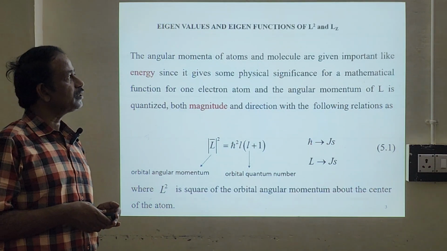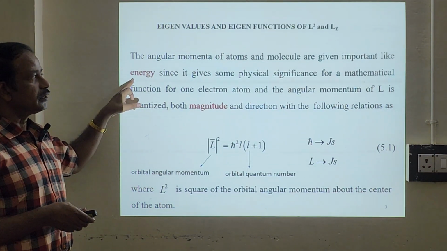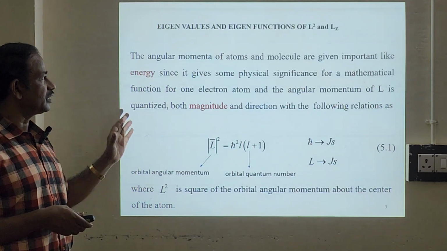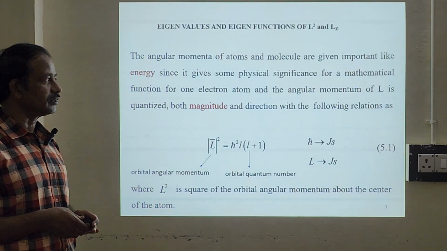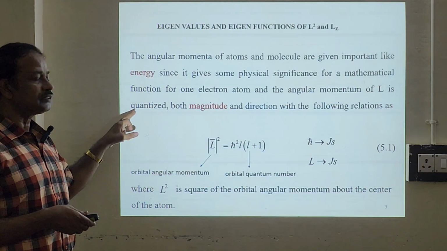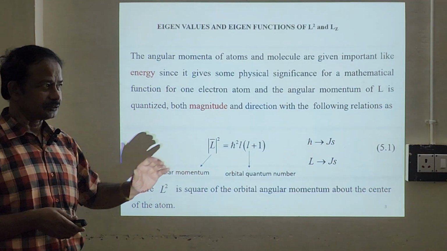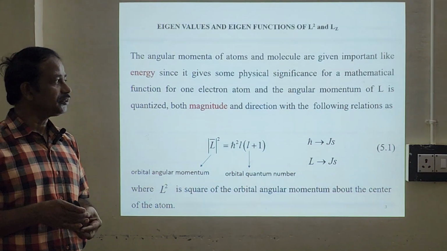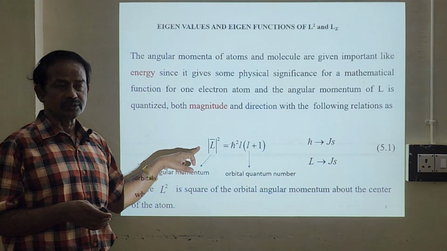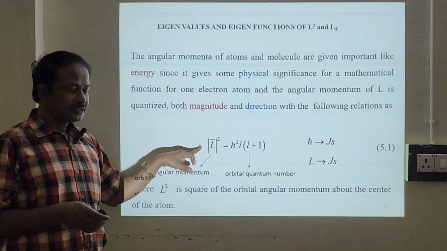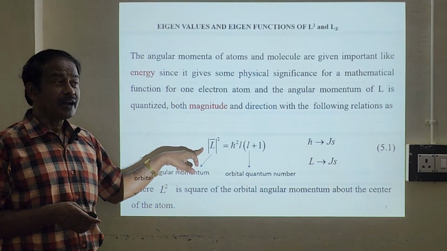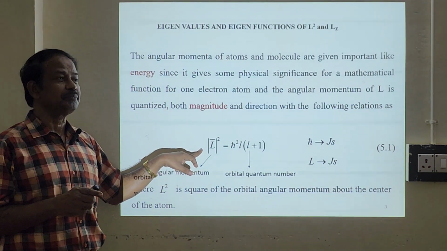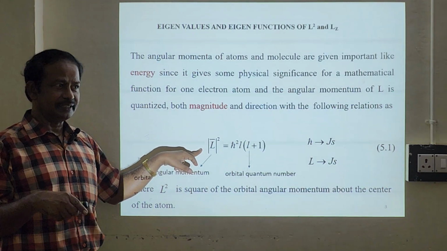Okay. So the angular momentum of atoms and molecules is given importance like energy, since it gives some physical significance to a mathematical function which we are going to look into for a one electron atom. The angular momentum L is quantized. We are going to look into whether it is quantized or not. It is quantized in the sense of both magnitude and direction with the following relation. So we are going to obtain this relation. This is the expression for the eigenvalue of the square of the angular momentum, which is very, very important, and we are going to get the expression.